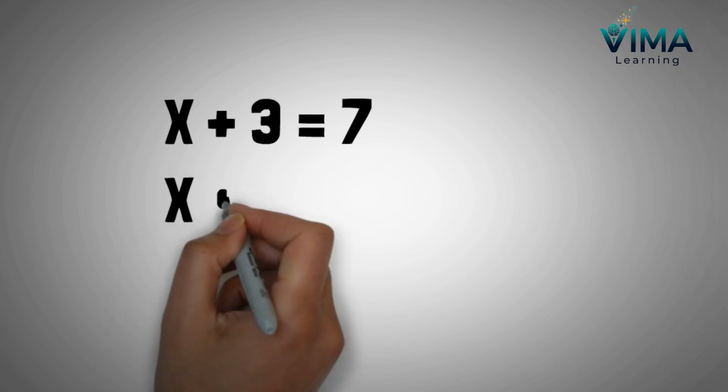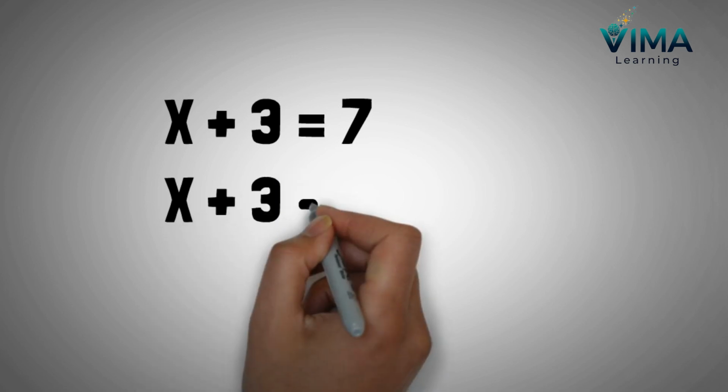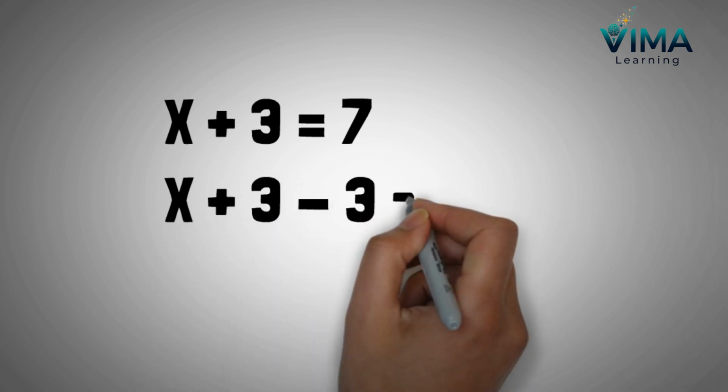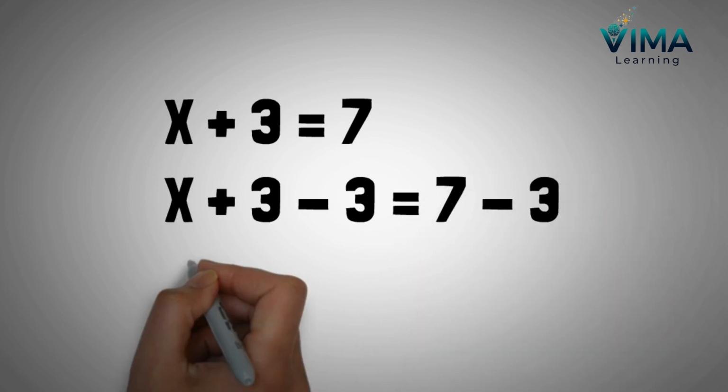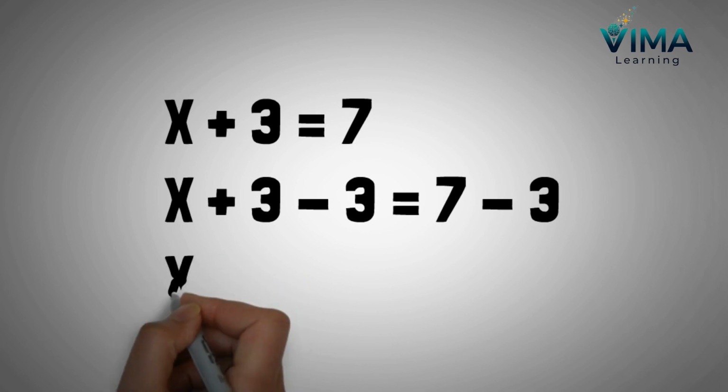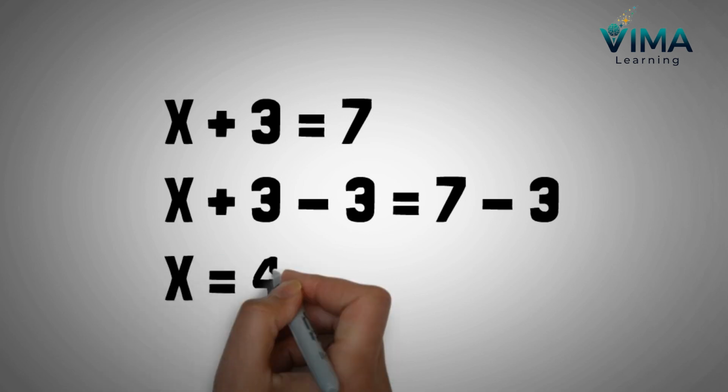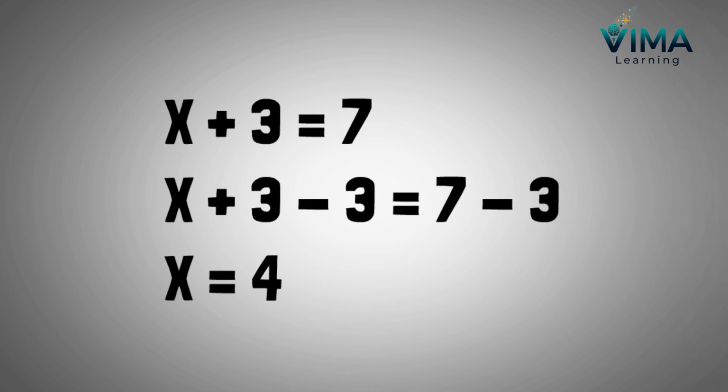Now to find x, do the opposite of adding 3. We subtract 3 from both sides. So we have x plus 3, take away 3, equals 7, take away 3. Now x equals 4. And just like that, the unknown has been revealed.